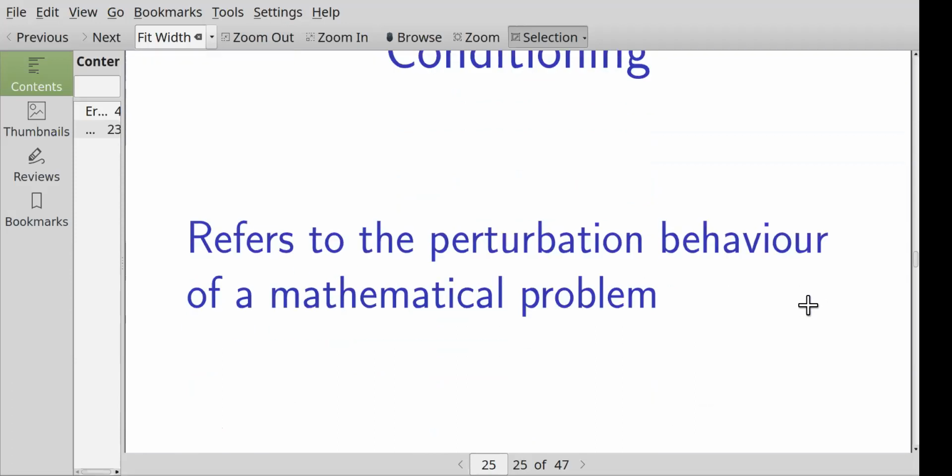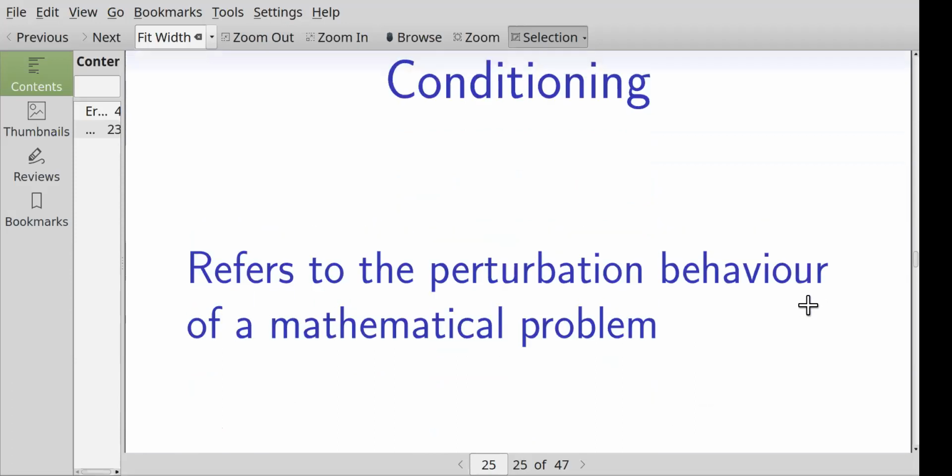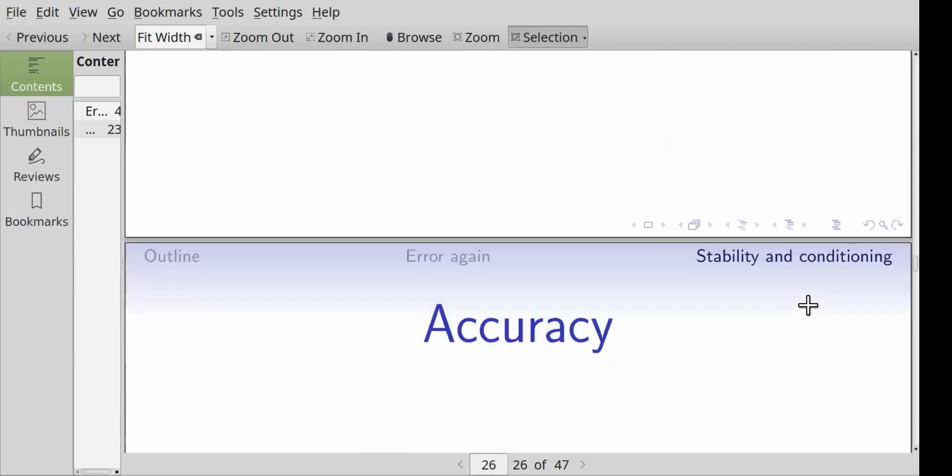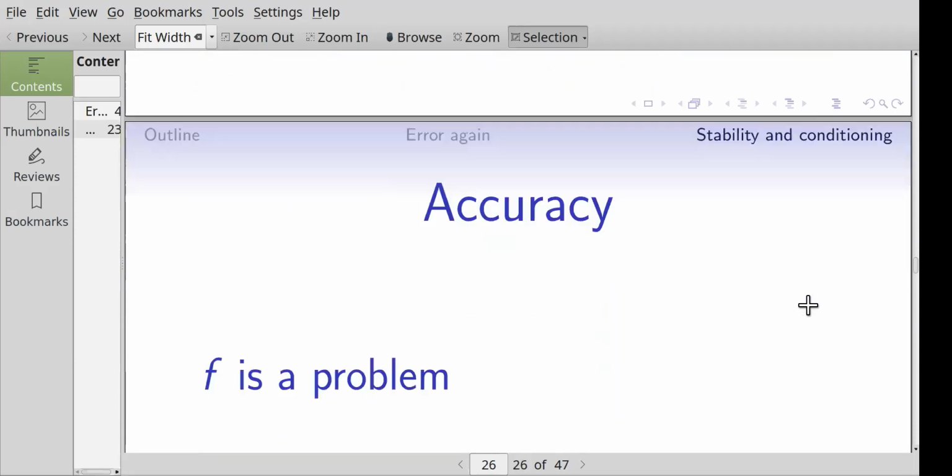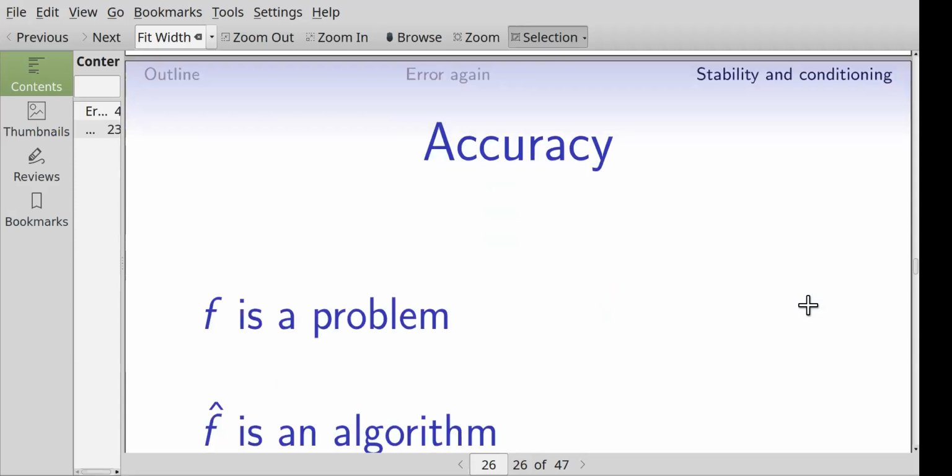By conditioning, then, I mean when we do this mathematical analysis of the problem, the conditioning is referring to that, right? Remember, we had the condition number. That's one way to talk about conditioning. Another terminology is accuracy.